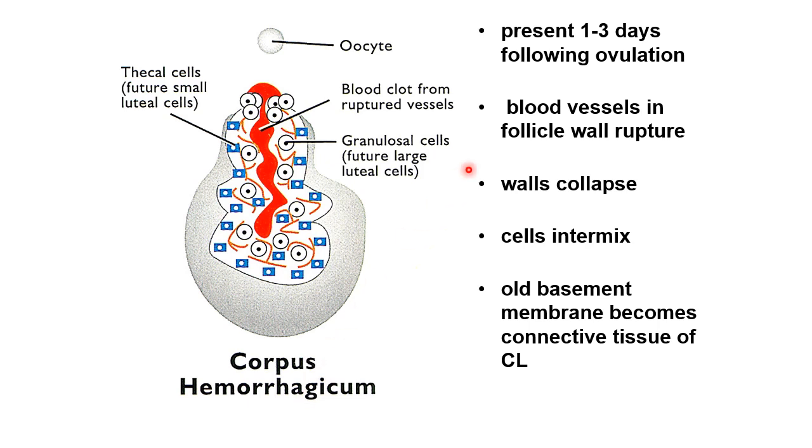It is formed by the rupture of the blood vessels that are located in the follicular wall. The blood will fill the cavity, and this structure will form the corpus hemorrhagicum. This structure lasts for about 1 to 3 days after ovulation, and at this time, the walls of the old follicles collapse, the cells intermix, and the old basement membrane becomes connective tissue of the corpus luteum.